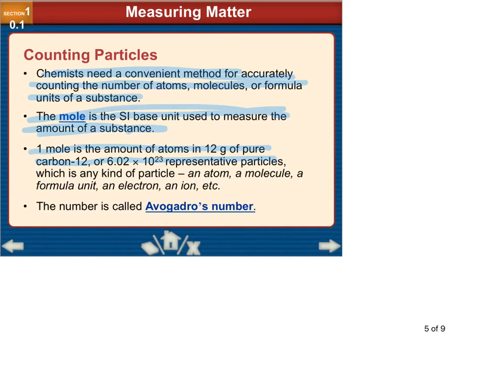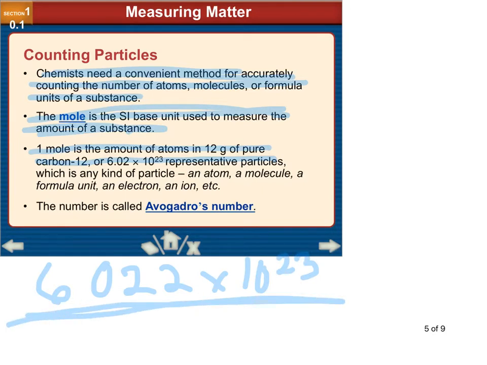Usually in this course we'll be using 6.022 times 10 to the 23rd. You want to remember that number. It's the number of particles in a mole. That can be any kind of particle. It doesn't matter if it's an atom, a molecule, a formula unit, an electron, or an ion. That's a mole, and we call this Avogadro's number. So, Avogadro's number of particles in a mole.